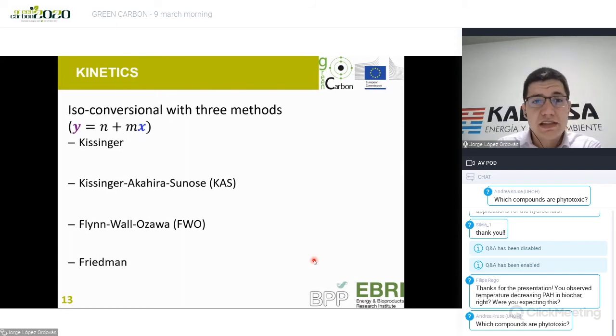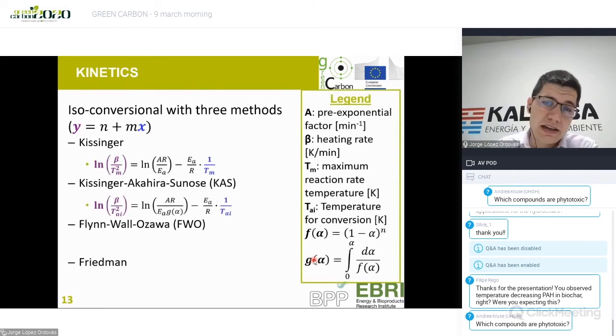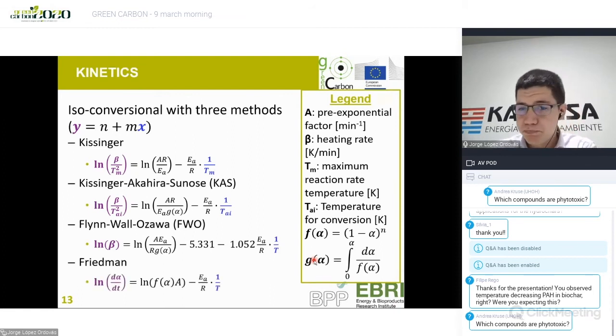So for the kinetics, I decided to use the isoconversional methods instead of the isothermal methods because we needed to study the widest range of temperatures available. So we use these four methods: Kissinger, KAS, FWO, and Friedman. Just to say, Kissinger, KAS, and FWO are integral methods, and Friedman is a derivative method. It copes with the background noise there can be during the experiment.